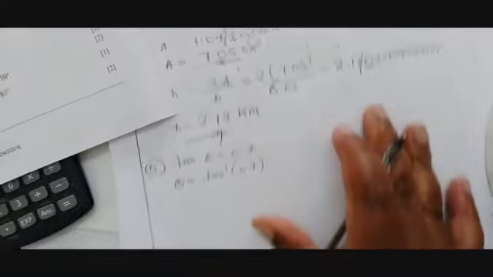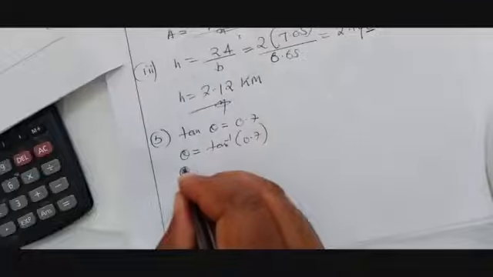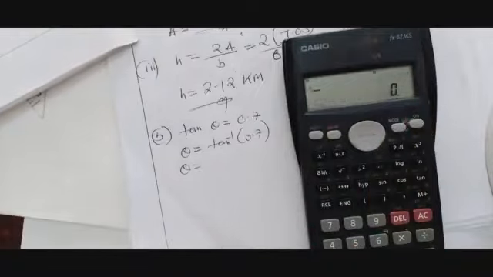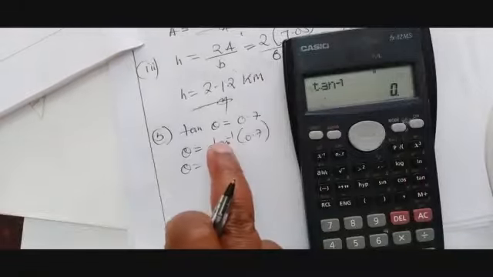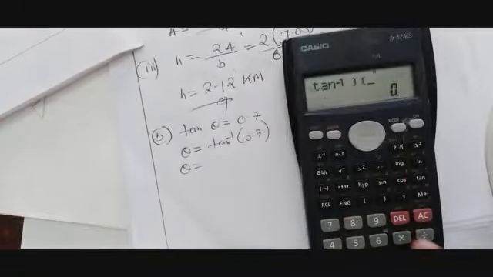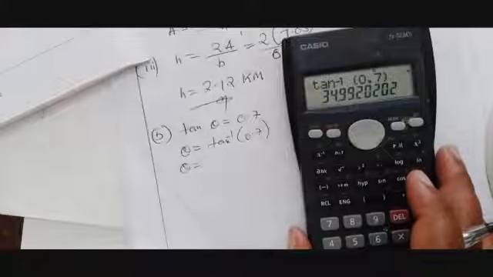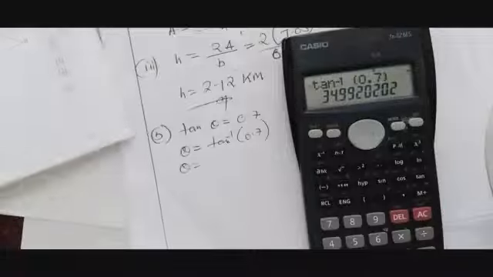So theta is, you get your calculator, and shift tan, this comes, open the bracket 0.7. What are you getting? This is what we are getting, alright? That's what we are getting there.